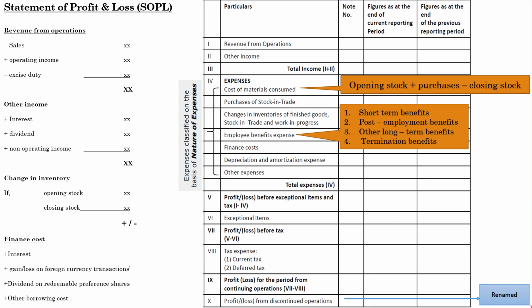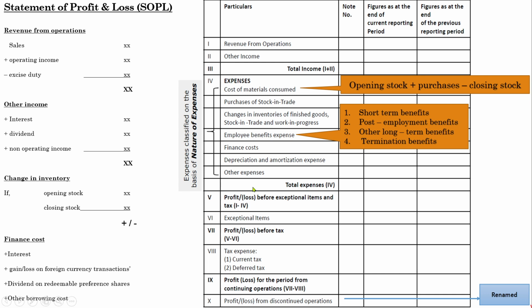Next one is depreciation and amortization expense. I believe you all know what is meant by depreciation and amortization. I have mentioned this case while explaining the statement of financial position. Depreciation is the reduction in the value of the fixed assets, and amortization is the reduction in the value of the intangible assets. Actually, these two items are an expense for the concern.